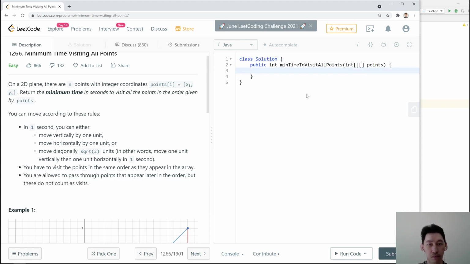because we don't need to remember the points that we visit. Okay, so these are the points. How are these given? X and then Y. There are n points with integer coordinates.